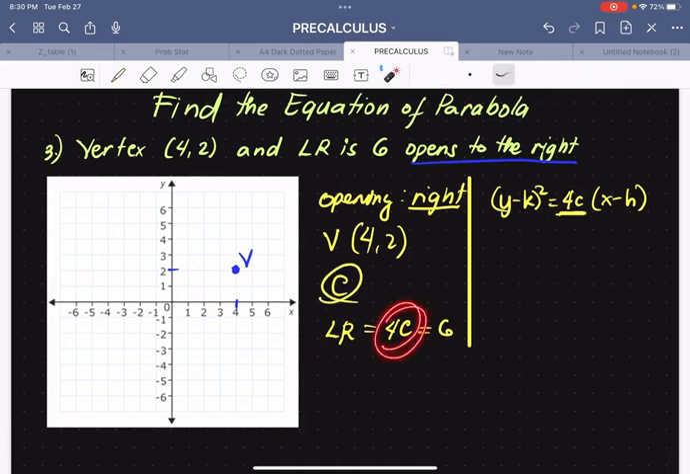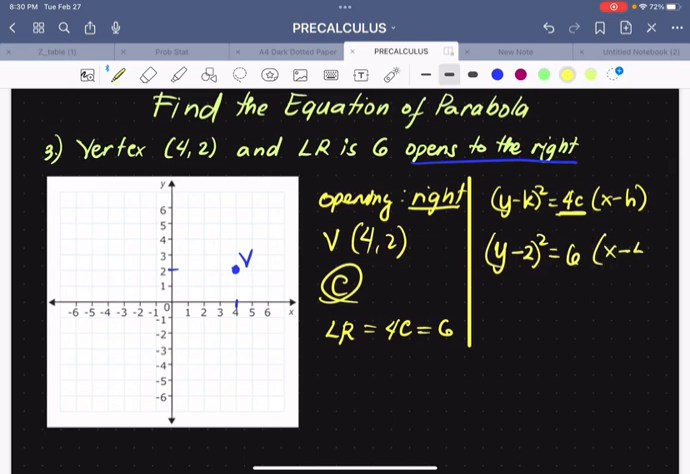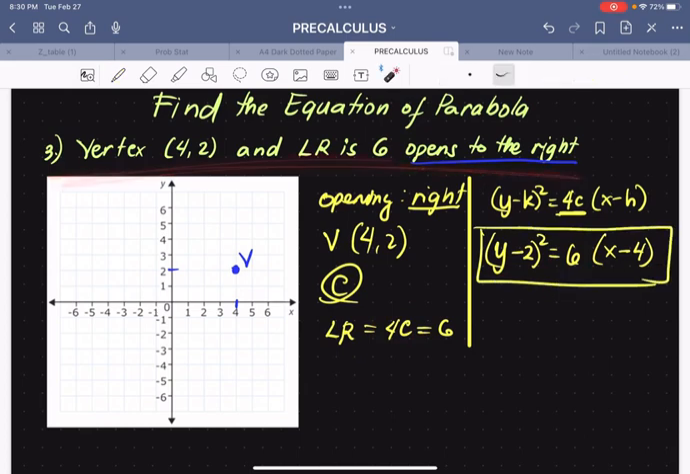So we're going to substitute the value of 4c, or the LR, 6, to the equation. So the equation will become (y minus 2) squared is equal to 6 times (x minus 4). Okay, so 4 is our h, 2 is our k, and the value of 4c is 6. So this is now the equation of the parabola that satisfies this given condition. Okay? As simple as that.